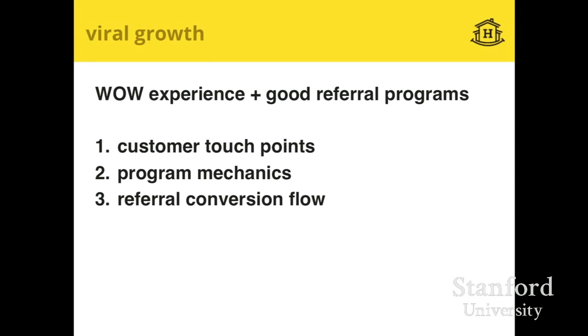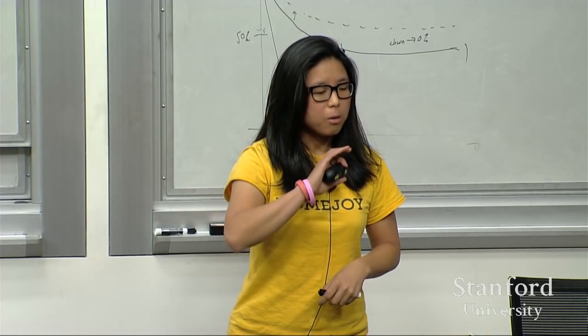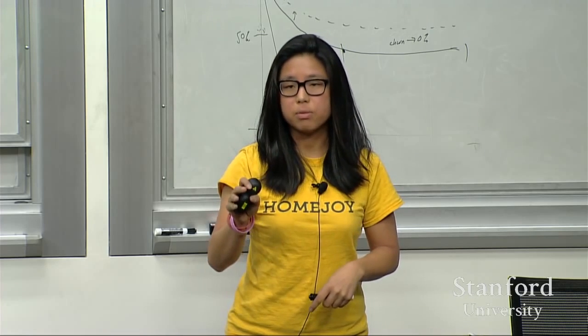So in that sense, the viral growth strategy is really about, one, building a good experience, and if you have that, how do you build a good referral program? I've listed the 3 main parts of that. One is the customer touch points, which is where people learn that they can refer other people.